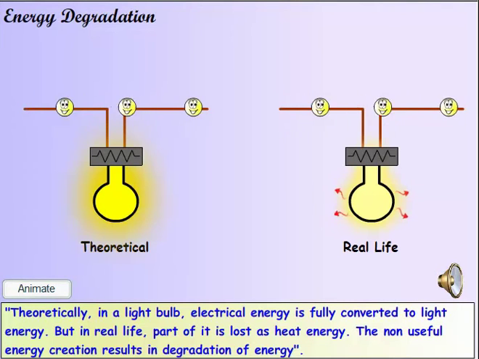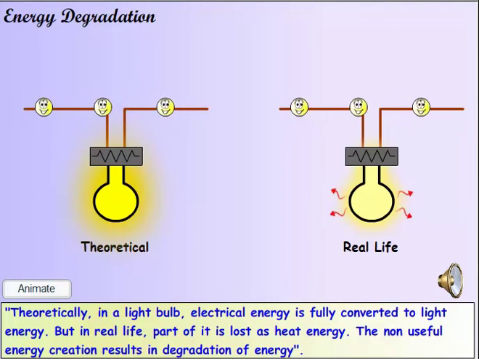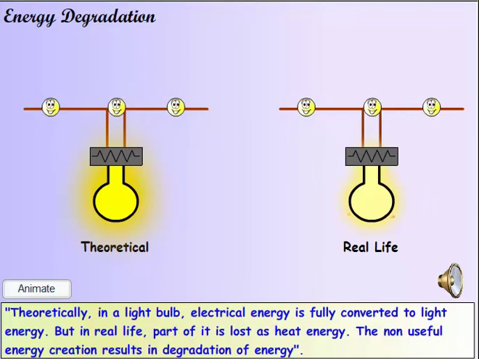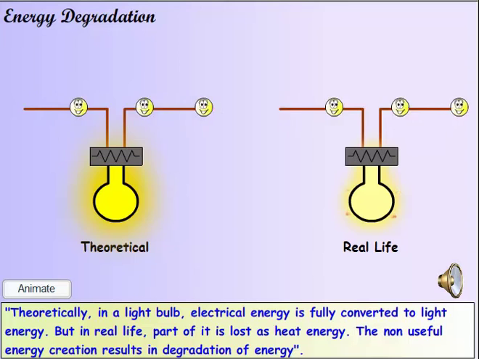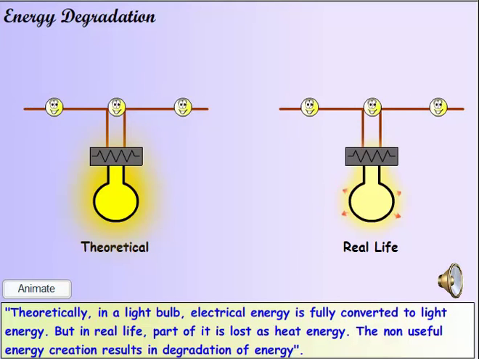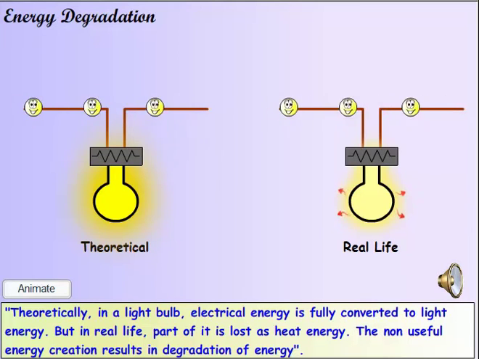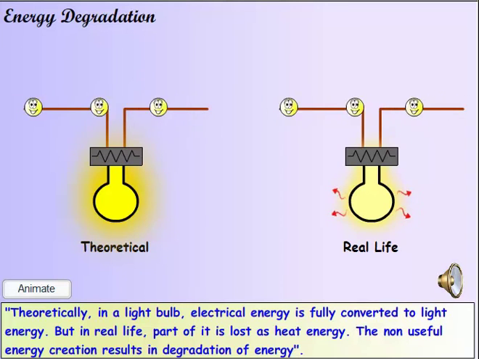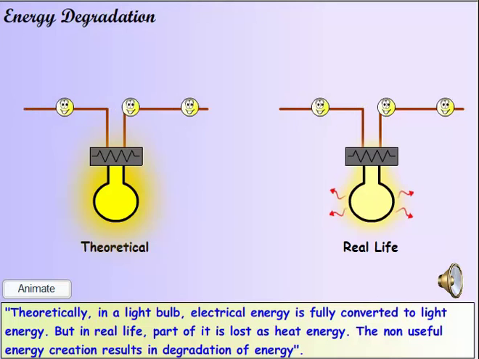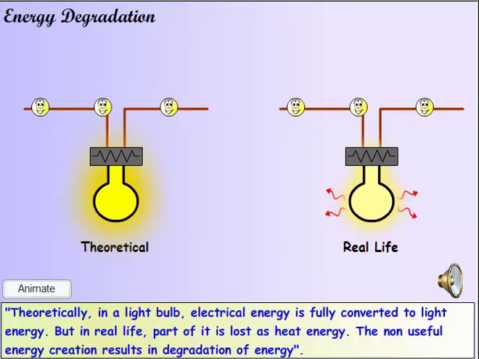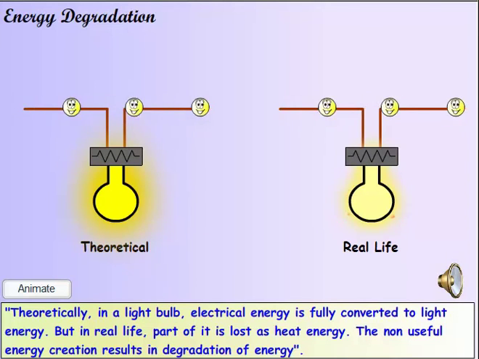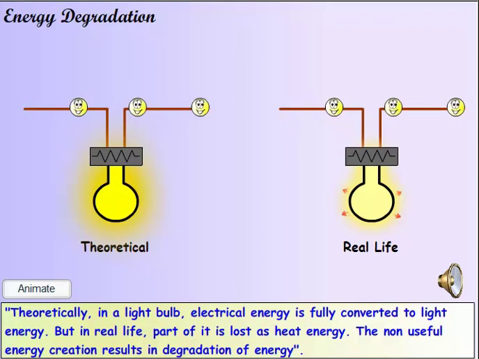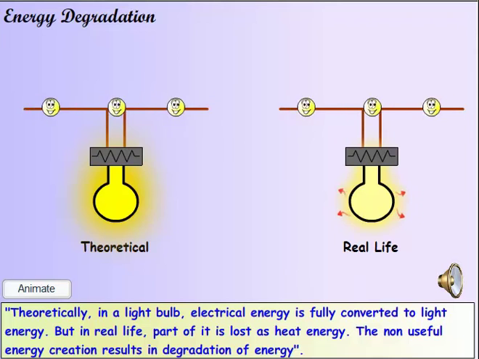We have learnt that in any process, energy gets converted from one form into another. Consider the lighting of a bulb. The electrical energy input into a bulb theoretically gets converted into light energy, which is useful to us. But in the process, part of the electric energy gets converted into heat energy, which is not useful to us and is lost energy. The creation of non-useful energy results in degradation of energy.